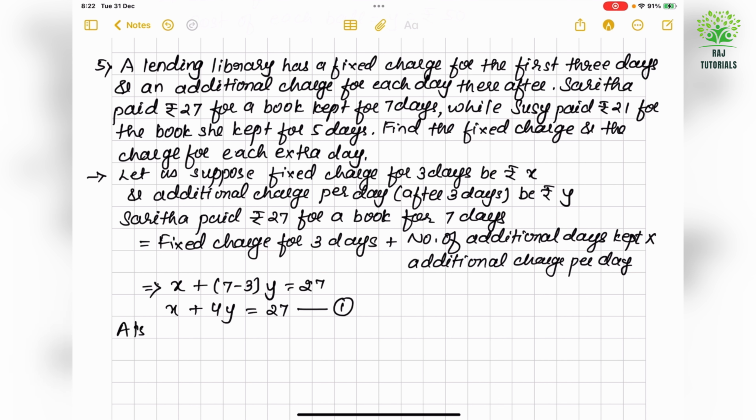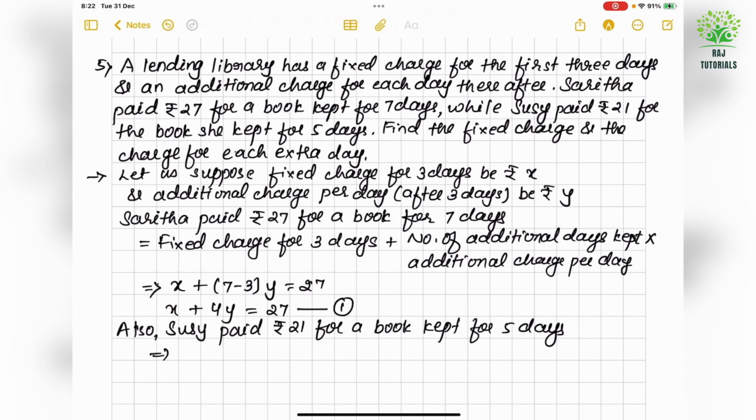Also, Susie paid rupees 21 for a book kept for 5 days. So similarly, Susie's charge will be x plus (5 minus 3)y equal to 21. So that implies x plus 2y equal to 21.